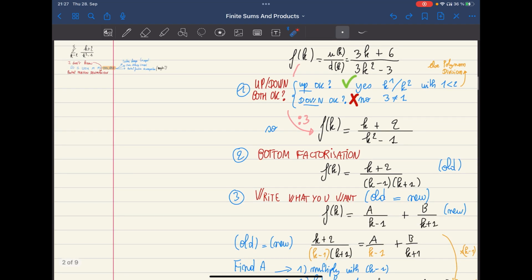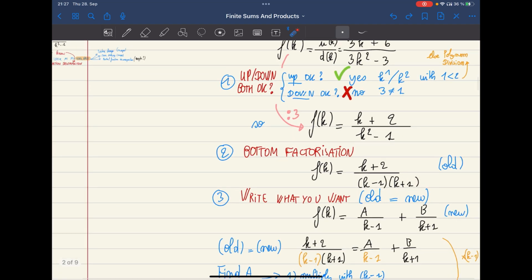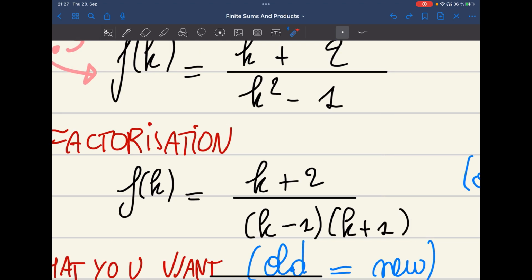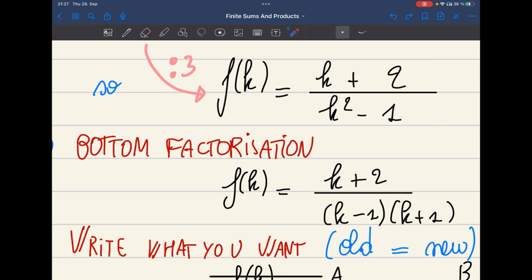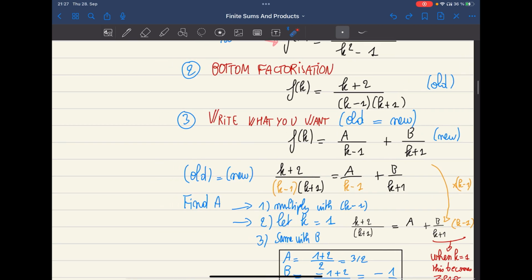Now we do the bottom factorization, which just means that you look for the roots. Here it's easier because you have a squared minus b squared, the same as a plus b multiplied by a minus b, so it's here. But if you have something else, you just find it with the methods for roots. And after that, you write what you want.